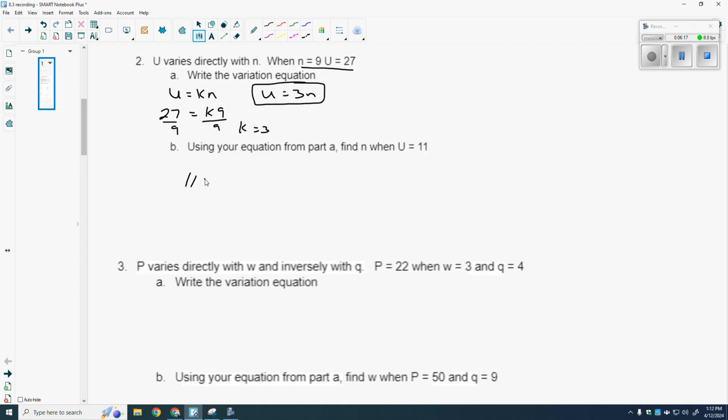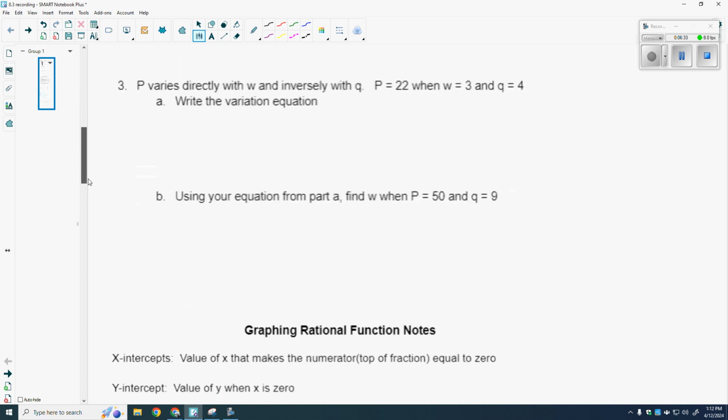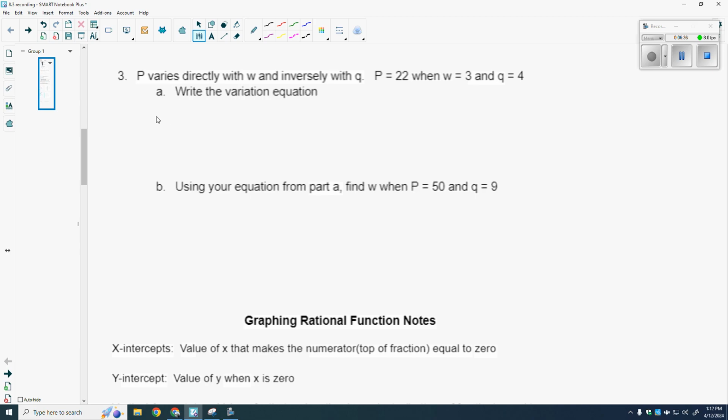Now question B, use the equation from part A. U is 11, and solve for N. Divide both sides by 3. So N equals 11 divided by 3. And we're done. Number 3, P varies directly with W. P equals K times W, but inversely with Q. So it's K divided by Q. I don't need two different K values because P is related to both W and Q using the same constant of variation.